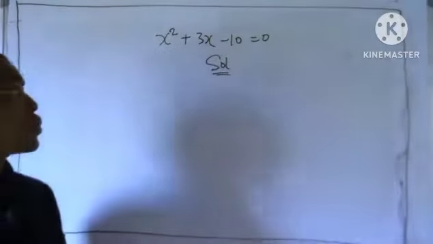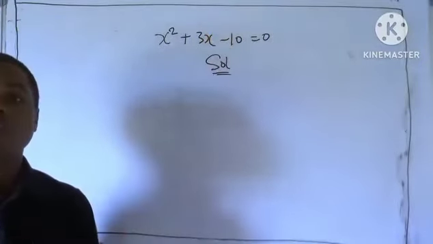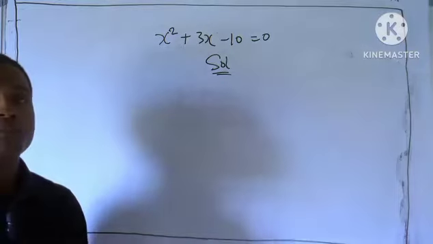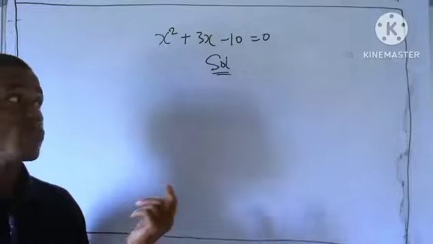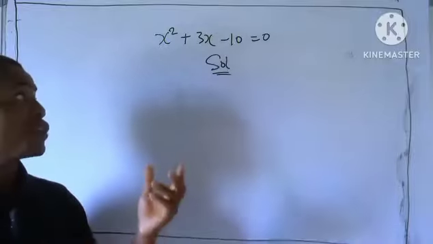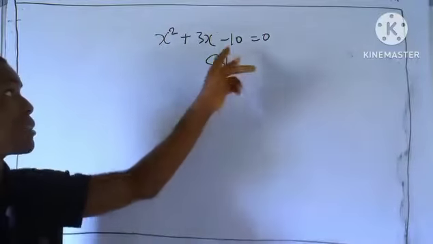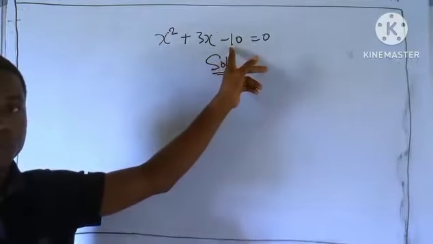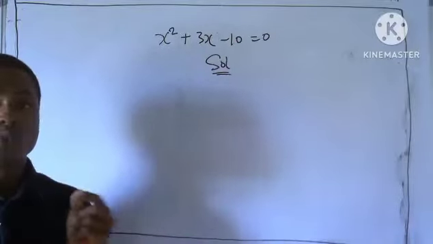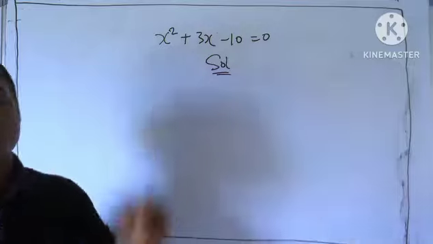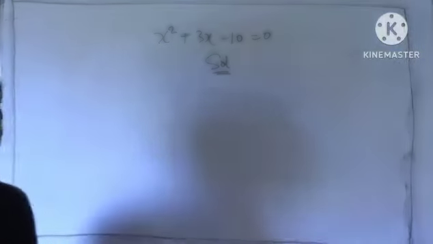So, solution. In case you are given a similar equation in this form, and you are asked to use the factorization method, the first thing you need to identify is two numbers. You identify two numbers in such a way that when you multiply those two numbers, the answer will be minus 10. Are you getting it? At the same time, if you add up the same two numbers, the answer will be plus 3x. Are you getting it?